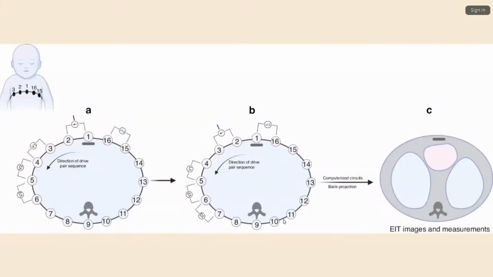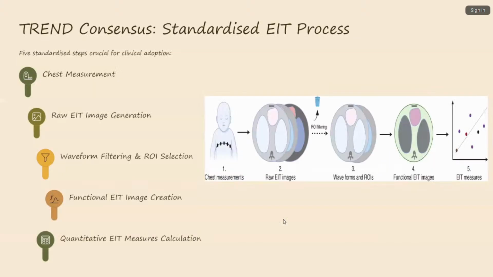Here we can see how the electrodes are placed around the chest wall and how the image is generated. How it works is basically five standardized steps. First is the measurement. The chest measurement involves placement of equally spaced electrodes around the circumference of the chest in a position that is most sensitive to the event of interest.